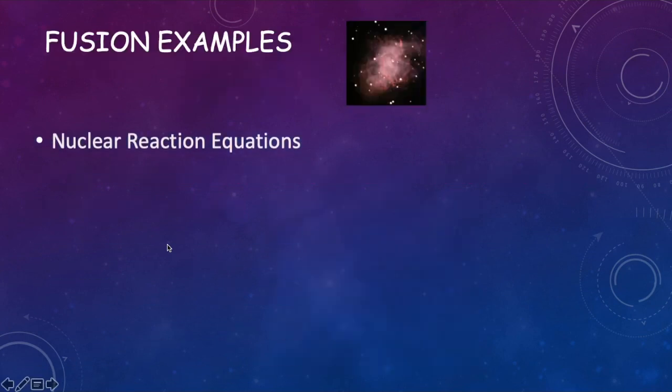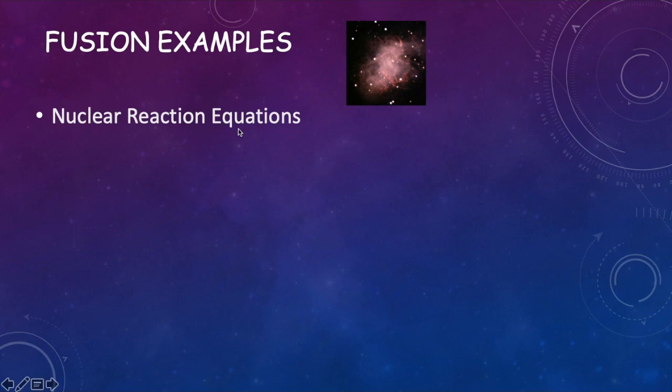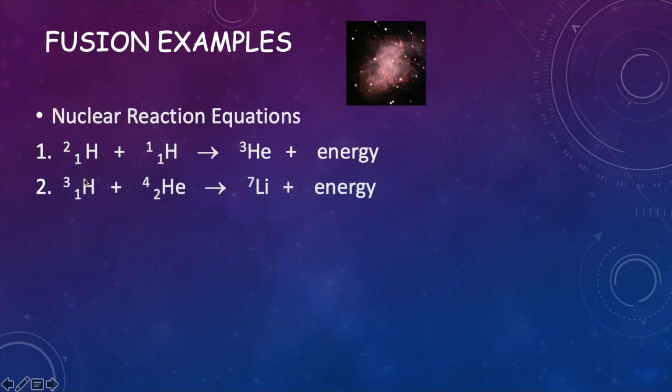All right, so fusion examples. So here are some equations related to fusion. If I have hydrogen, which has a mass number of 2 and an atomic number of 1, and another hydrogen that has a mass number of 1 and atomic number of 1, you've got 1 proton and 2 protons. So now you can produce helium plus a bunch of energy. If you did that with hydrogen with 1 proton and helium with 2 protons, 2 plus 1 is 3 protons, that would now be lithium. And then that would produce a bunch of energy.